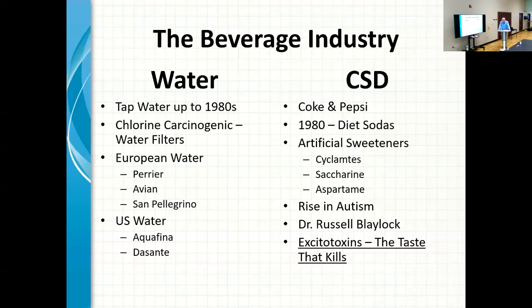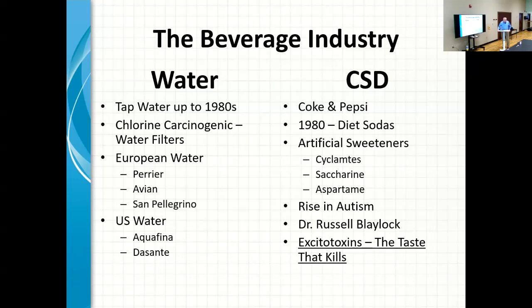And on the water side, if you can remember back, we were drinking tap water up into the 80s. And that's when some of the studies started coming out that chlorine was carcinogenic. That's when the European brands started to make headway in the United States, long before the U.S. bottlers got into it. You had Perrier, Evian, and San Pellegrino in the U.S. market. Then in the late 90s is when the U.S. companies came out with Aquafina and Dasani.